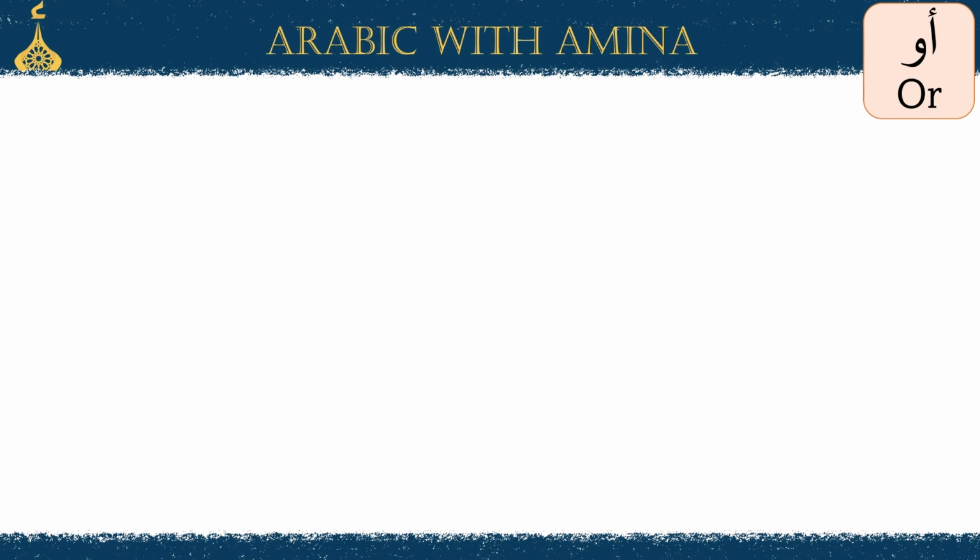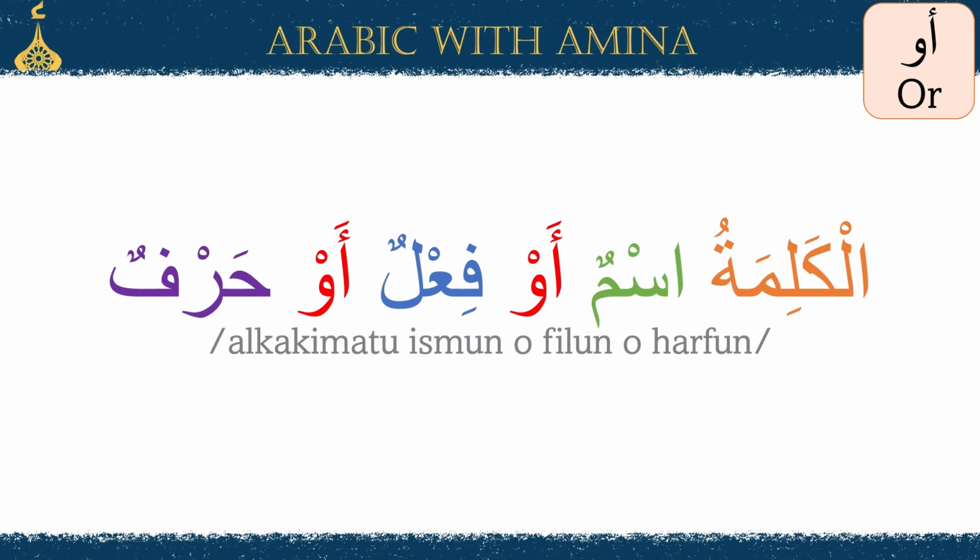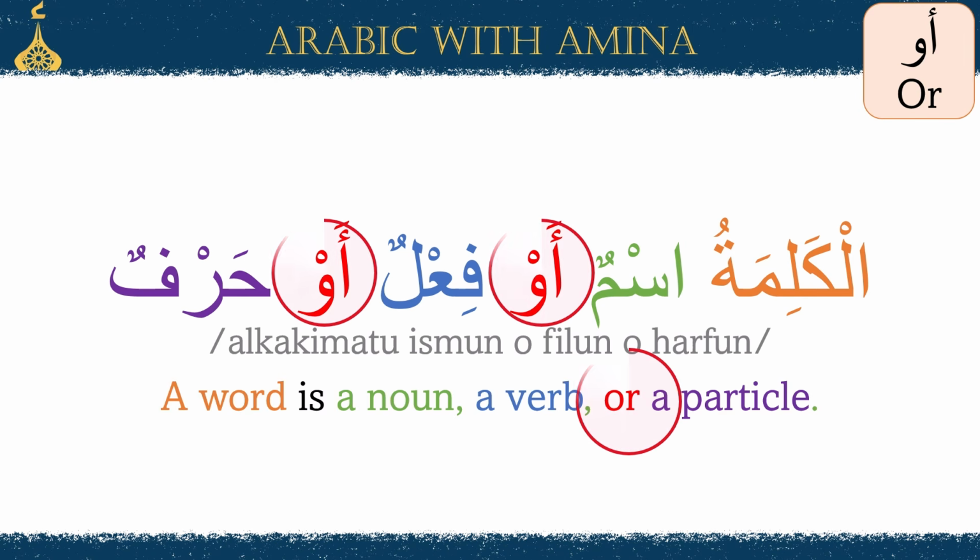Now we will talk about the conjunction أو, which means or. الكلمة اسم أو فعل أو حرف. A word is a noun, a verb, or a particle. Similarly to the word and, it is only used once in a sentence in English. Whereas in Arabic, we will use this conjunction between each phrase or noun we are connecting. So in our Arabic sentence, we have two of this conjunction or حرف عطف, whereas in English, we only have one.